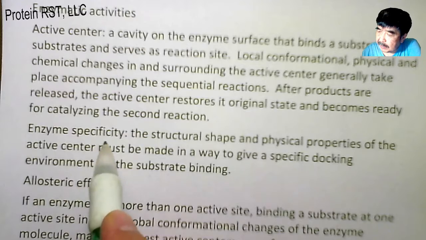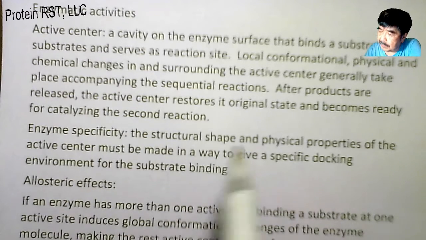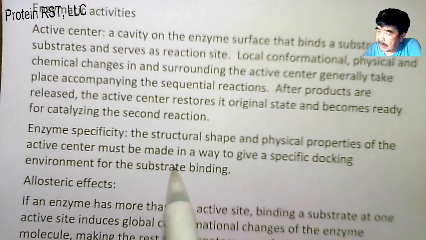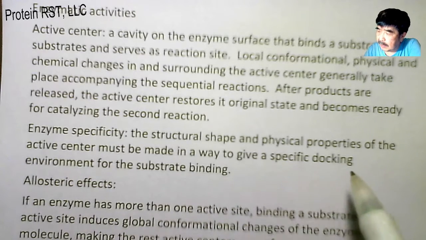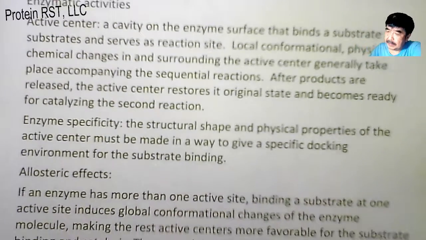Enzyme specificity. The structural shape and the physical properties of the active center must be made in a way to give a specific docking environment for the substrate binding.